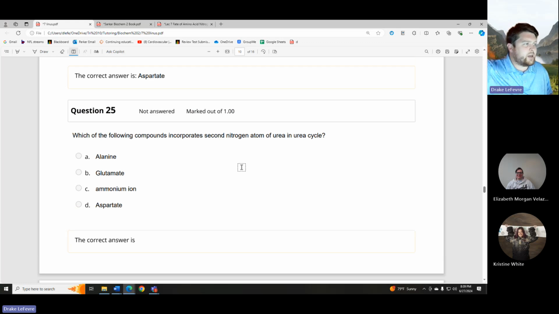Which of the following compounds incorporates the second nitrogen atom of urea in the urea cycle? This is the exact same question as this, just asked a little bit differently. It's the aspartate.